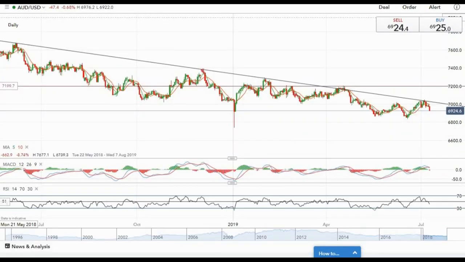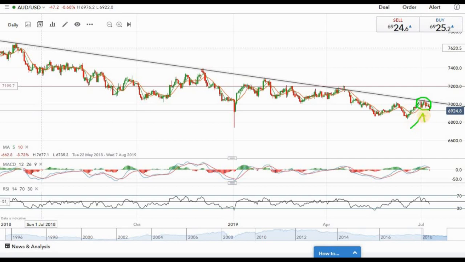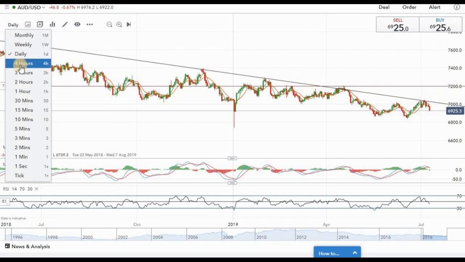So similarly with the downtrend on the Australian dollar US dollar, we're looking for a double top at the point at which price has retraced back up to that descending trend line. So again, clearly it's not that clear on this daily time frame. However, what we're going to do is just head down to the 4-hourly time frame again.